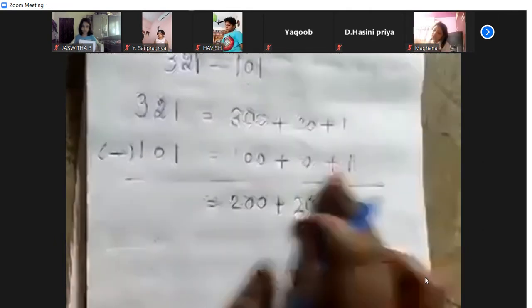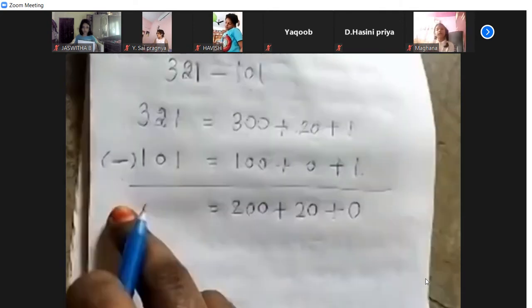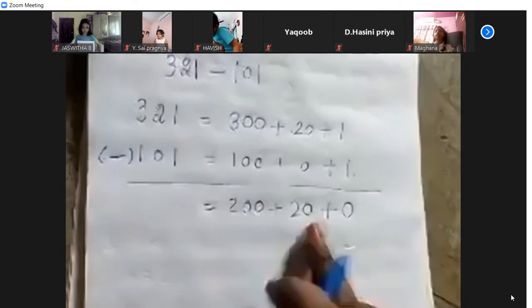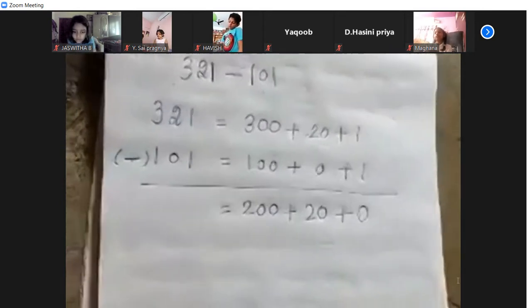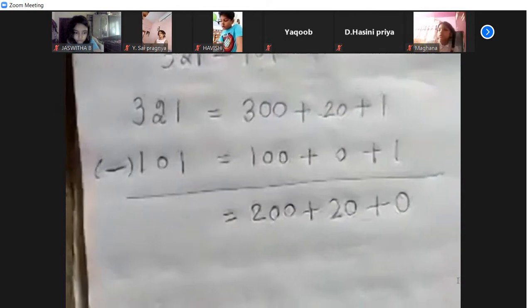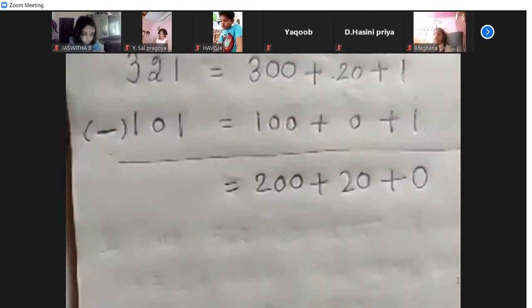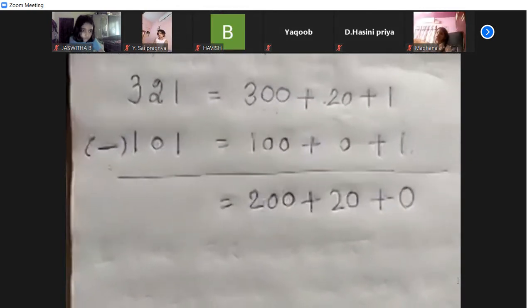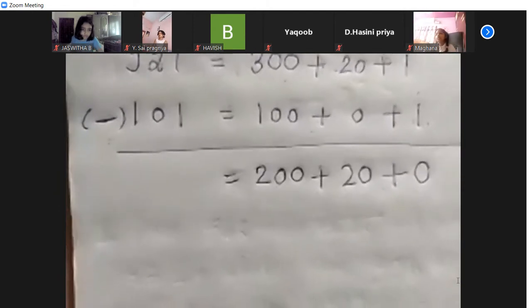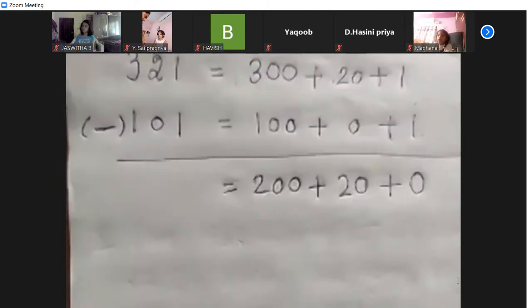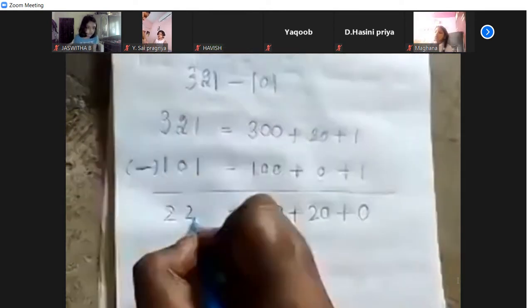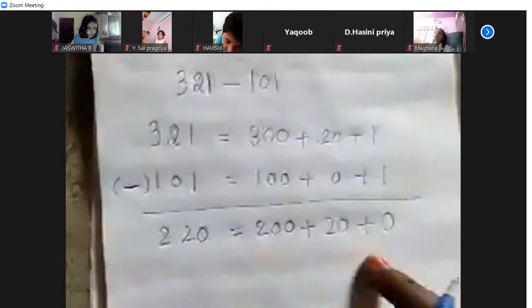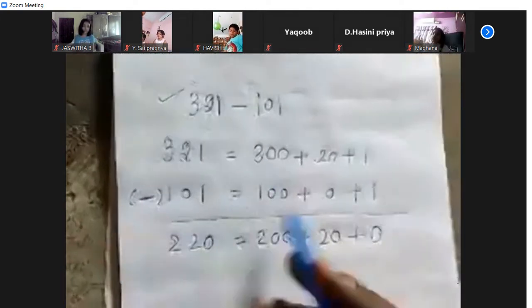What is your answer? You have to write this expanded form in numbers: 200 plus 20 plus 0. What is the answer? Type in the chat box. Good, Jashvita. Very good, Yakub, Akshara. 220. So, this is a method of doing a subtraction using expanded form.